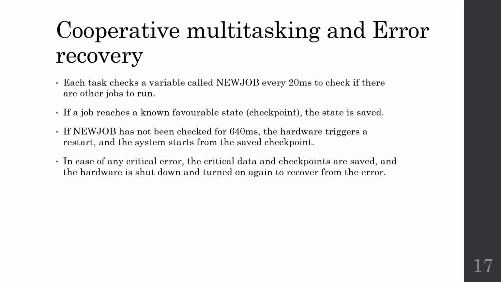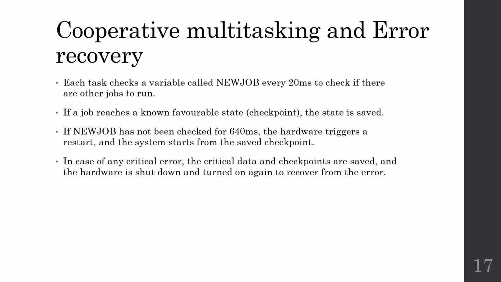Cooperative multitasking and error recovery. Each task, when it's run by the Apollo guidance computer, checks a variable called new job every 20 milliseconds to check if there are any other jobs in the queue waiting to run. If the job which is currently running reaches a known favorable state, it is called a checkpoint and the state of the program is saved. State in the sense all the values of different variables are saved. And if the new job has not been checked for 640 milliseconds, the hardware triggers a restart and the system starts from the saved checkpoint.